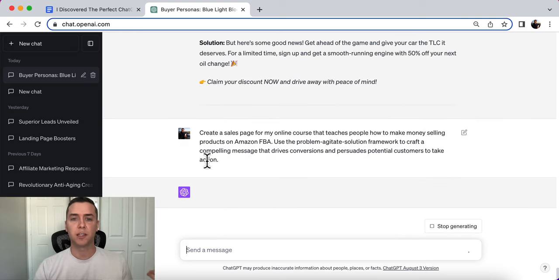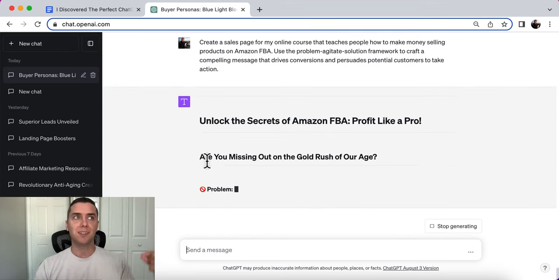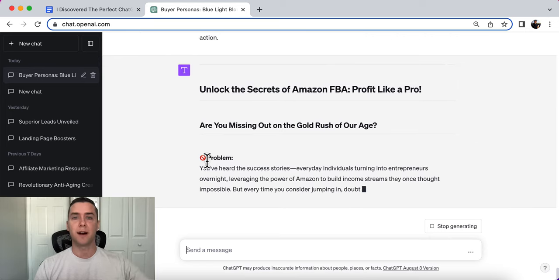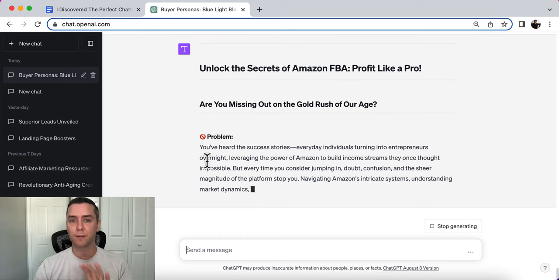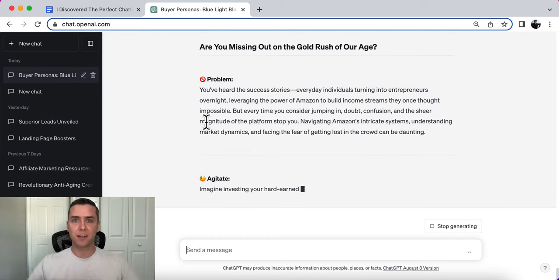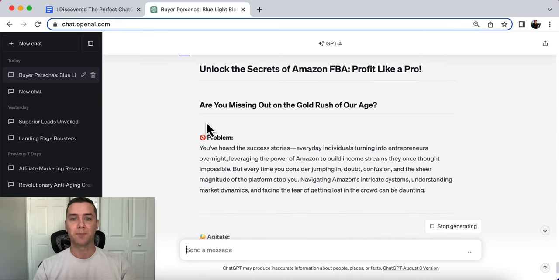And you just insert in your product and what it does. All right, that's really important. ChatGPT needs to understand what your product does, right? What solution it provides. Okay, that's going to make it a lot more effective. Okay, so imagine we have a sales page, we have ClickFunnels up, we're ready to sell our course. What do we write on the sales page? Use this prompt, okay? Are you missing out on the gold rush of our age?